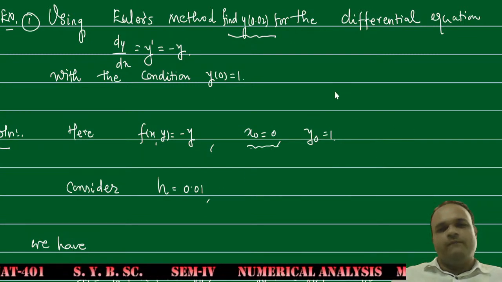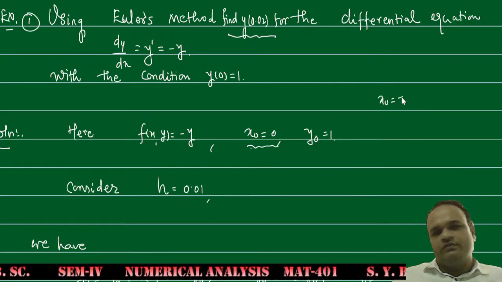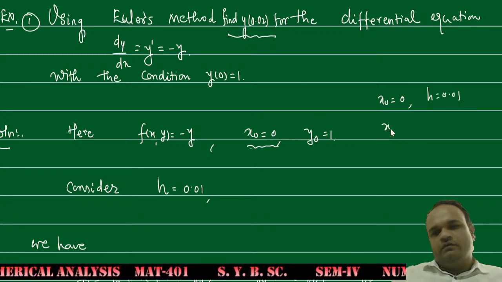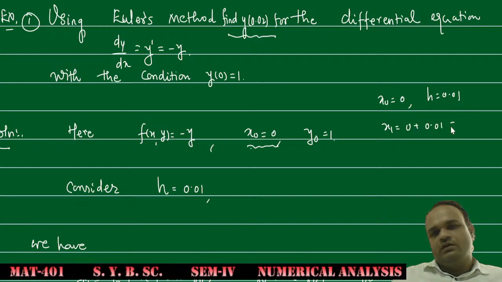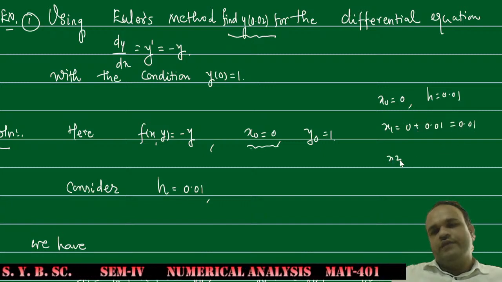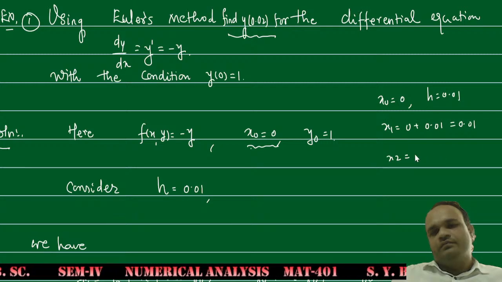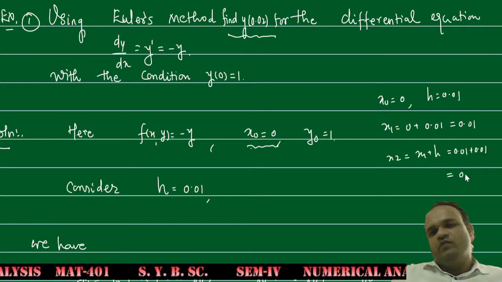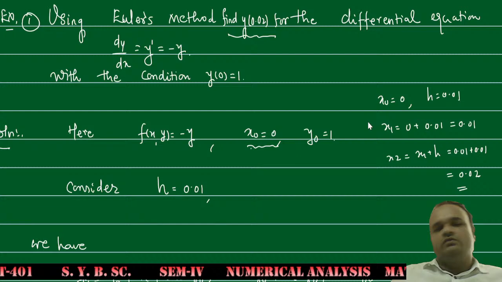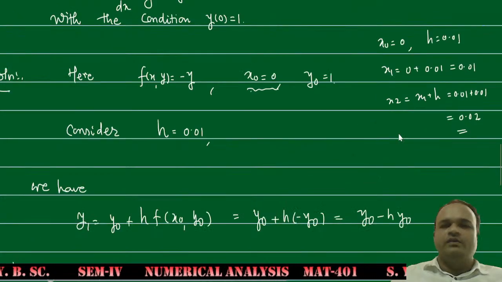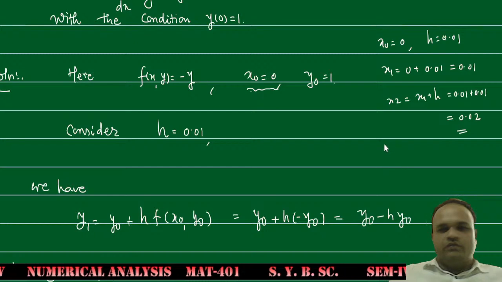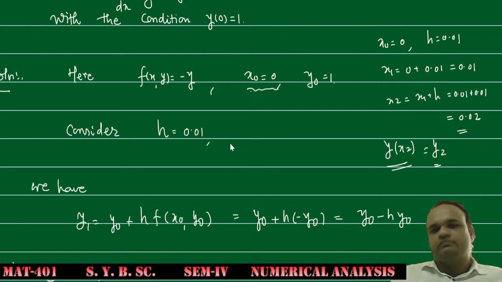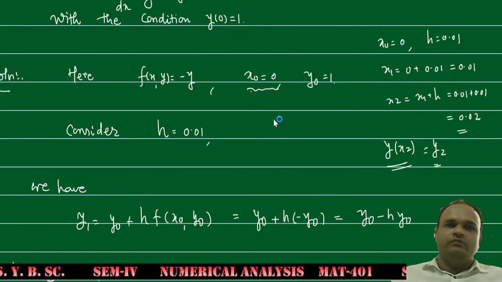So what is x1? Say x0 is equal to 0, h is equal to 0.01, then x1 will be 0 plus 0.01, so that will be just 0.01. Similarly x2 will be x1 plus h, 0.01 plus 0.01, so that will be 0.02. So at x2 you have to find the value of y. What is your objective here? You have to find y of x2, that means you have to find y2.